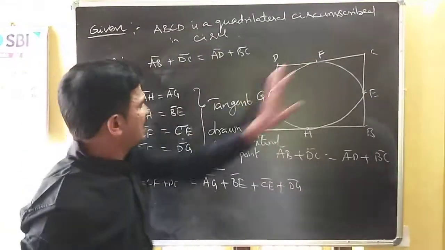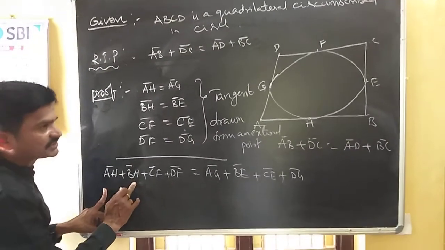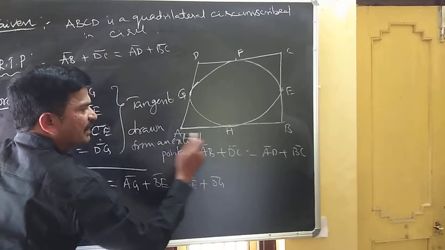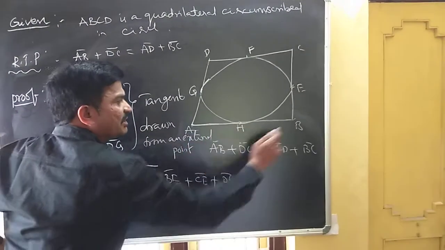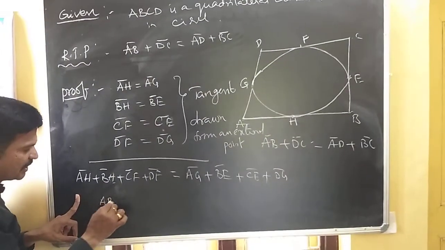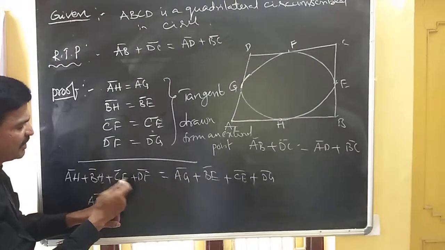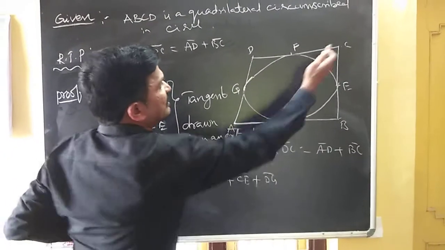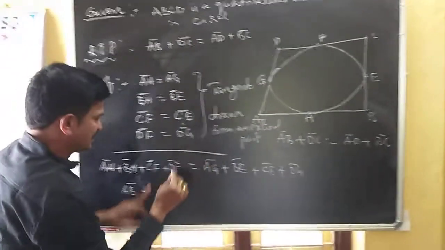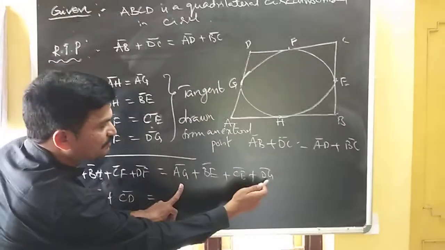Now through the diagram, can you identify what is the length of AH plus BH? See here, this is AH and BH. AH plus BH is nothing but AB, or not? So in the place of these two, I am writing AB plus CF plus DF. Now come on, tell me what is CF plus DF? Where is CF? This is CF and this is DF. CF plus DF is nothing but CD, is equal to AG plus DG.